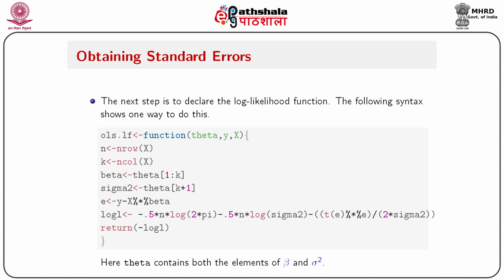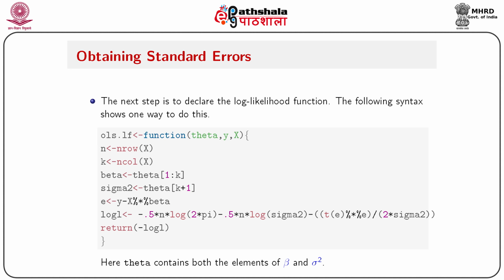So the next step is to declare the log likelihood function. The following syntax shows how to do this. Say OLS.LF is function(theta, y, x), three arguments we are passing. So n is nrow of x, k is ncol of x, then beta equals theta[1:k] and sigma2 equals theta[k+1], and then e equals y minus x times beta, the x beta actually.